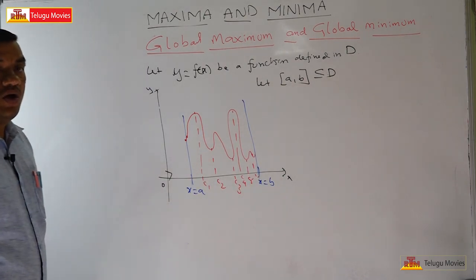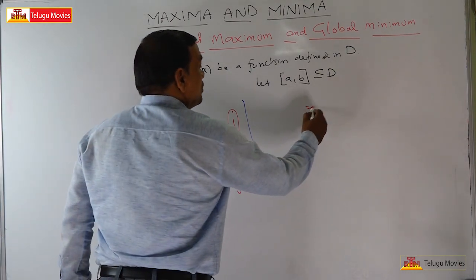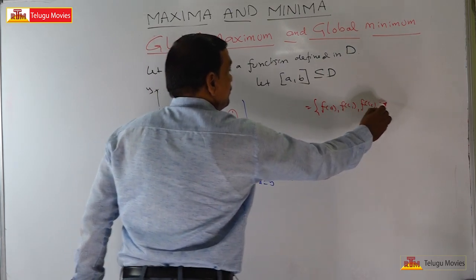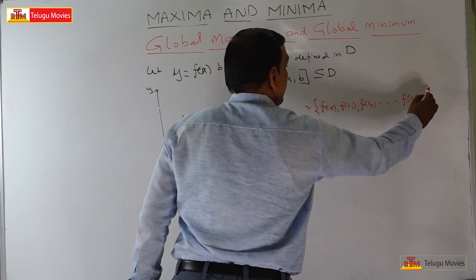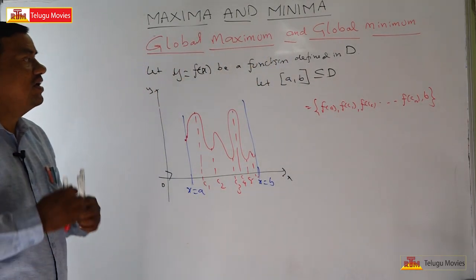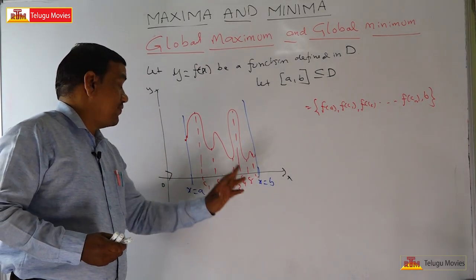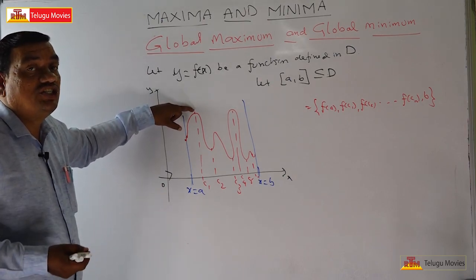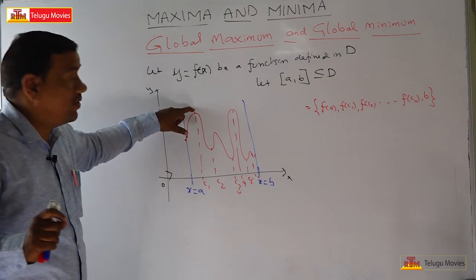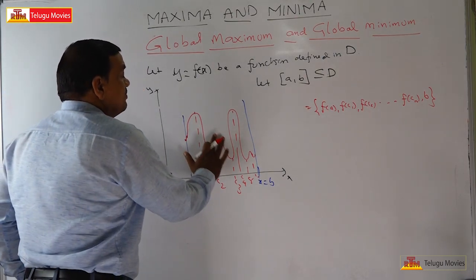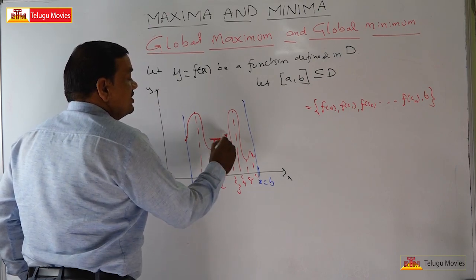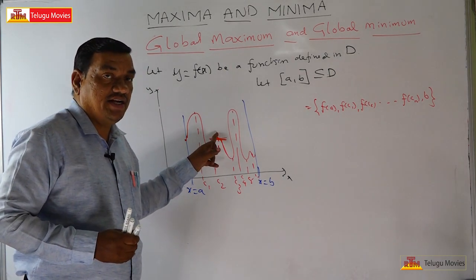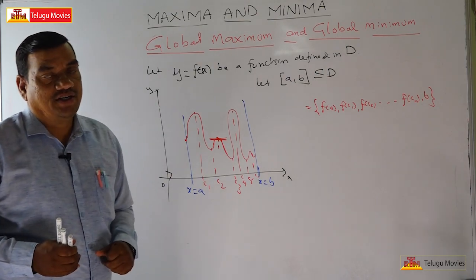First find all the values of f of a, f of C1, f of C2, and so on, up to f of b. That means at the end points also, f of a and f of b. Wherever there are turning points, stationary points, or critical points. If there is a flatness here, this is called a critical point. Here f dash of x is equal to 0 exists, but it is not a turning point.